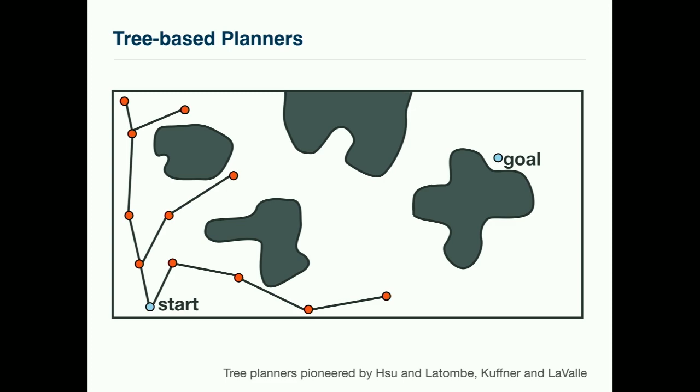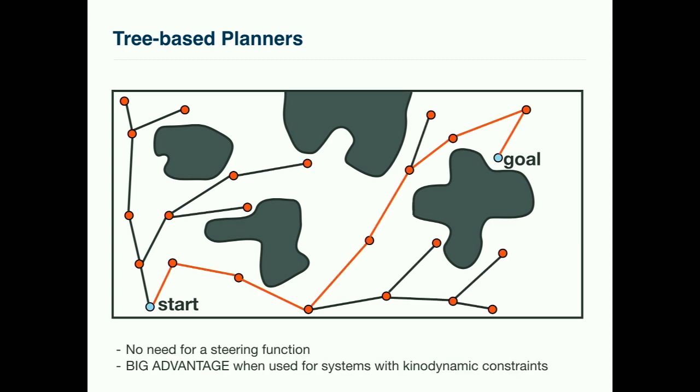Also, tree-like planners have been extremely successful. Again, sampling-based planners, and there are many versions of these planners, they expand the tree from the start configuration of the robot in the configuration space of the robot, and they grow this tree until it gets to the goal. And once you get to the goal, you are done. A big advantage of these planners is that they can deal with systems with kinodynamic constraints because they integrate forward the motion constraints of the system, and they don't have to solve a two-point boundary value problem.